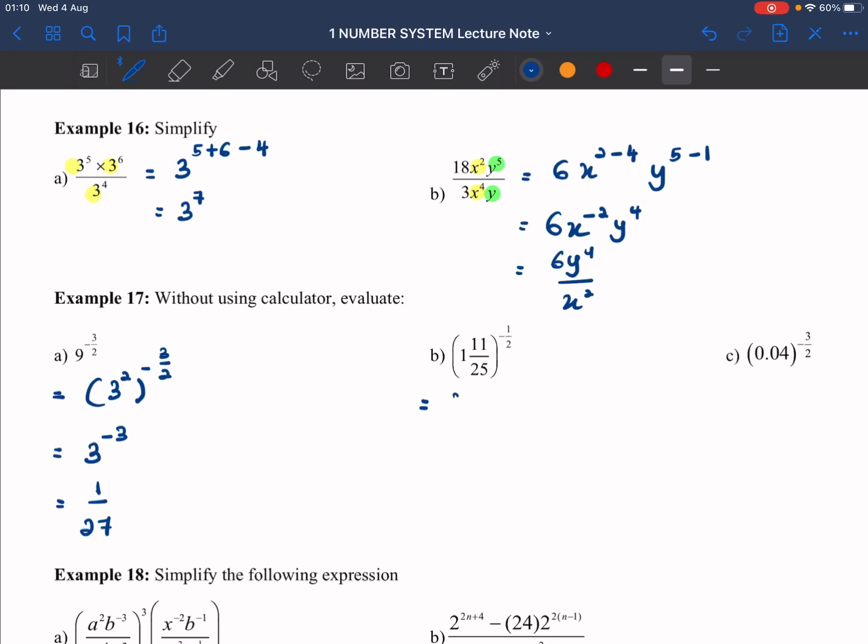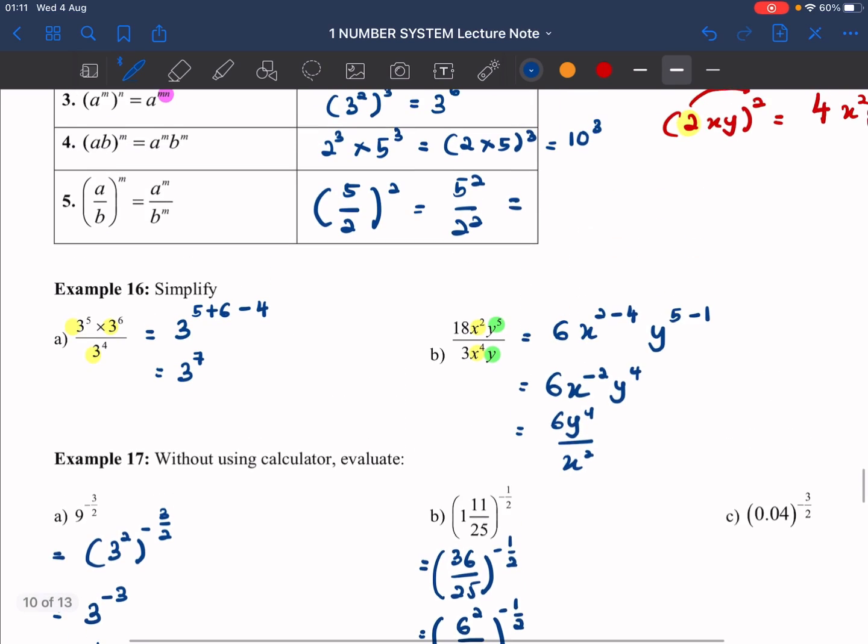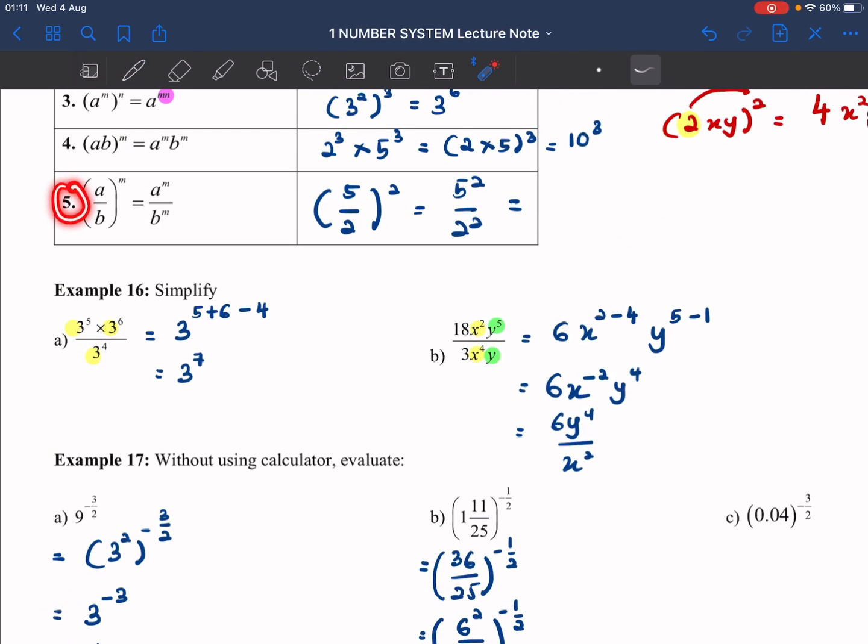So we have 36 over 25 to the power of negative 1 over 2. So what we are going to do is we have to simplify yang dekat dalam ni. So we will have 6 squared over 5 squared. Okay, power kat luar masih lagi sama, negative 1 over 2. Now we are going to apply the fifth rule here. Okay, apa-apa power yang ada kat sini pun kamu kena bawa keluar.